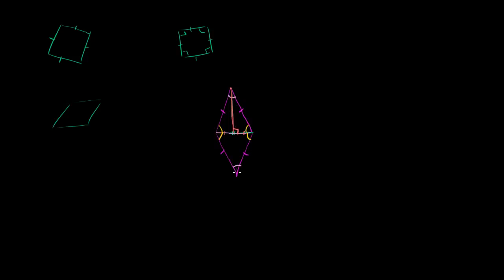Now we can do it on the other side. The same exact thing is going to happen. We are bisecting this side over here. This is a right angle. And so essentially the combination of these two altitudes is really just a diagonal of this rhombus. And it's at a right angle to the other diagonal of the rhombus. And it bisects that other diagonal of the rhombus.